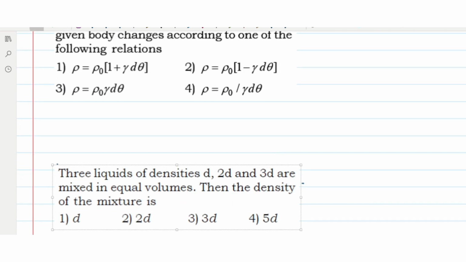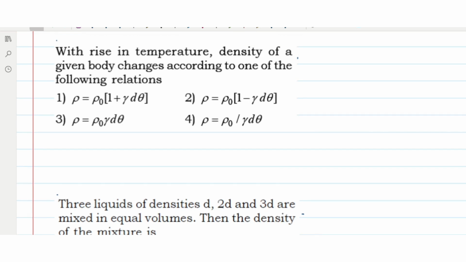Next, look at the next question. With the rise in temperature, the density of the given body changes according to one of the following relations. Here, when temperature is increasing, the density of the liquid is going to decrease. Then density at a particular temperature by density at 0 degree Celsius will be equivalent to: density at a particular temperature is mass by its volume, so mass by its initial volume V0.